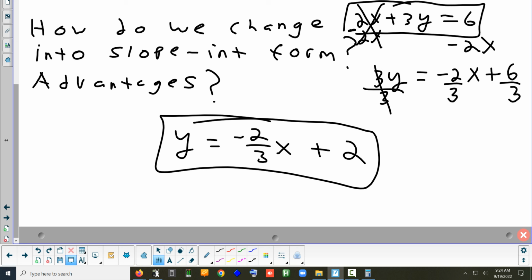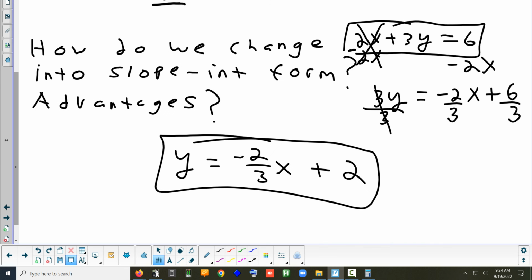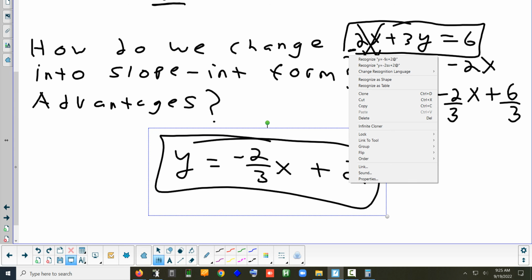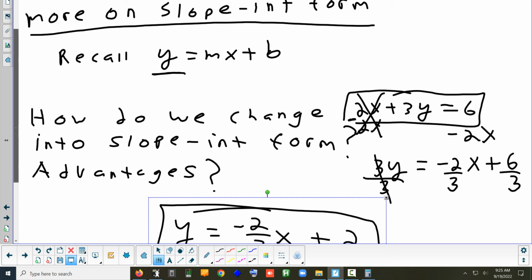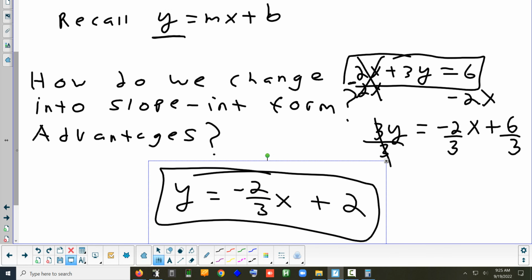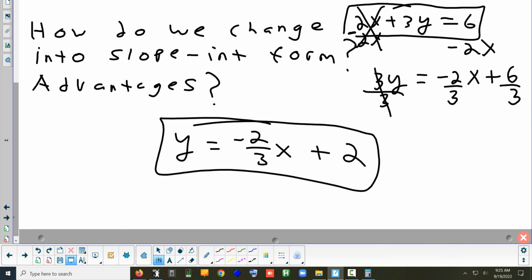So what's the advantage of writing it that way? Why would you want to do that versus what we had up there? Yeah. You can like see the slope. Yep. You can see the slope. So like if I had to graph this, I know now I go up 2 on the y-axis, put a dot, and then I go from the y-intercept down 2 and right 3. So it makes it very easy to graph it. That's the advantage. So you may have to take an equation sometimes and rewrite it like that. Any questions on that?